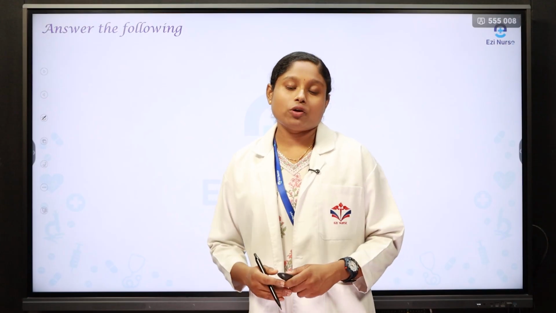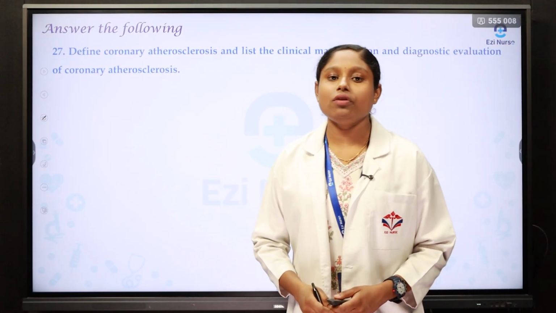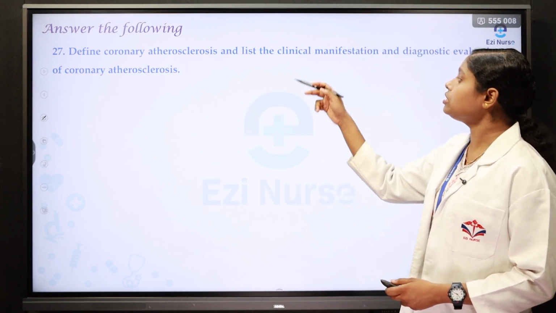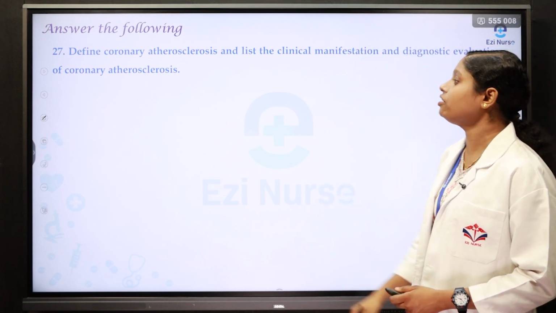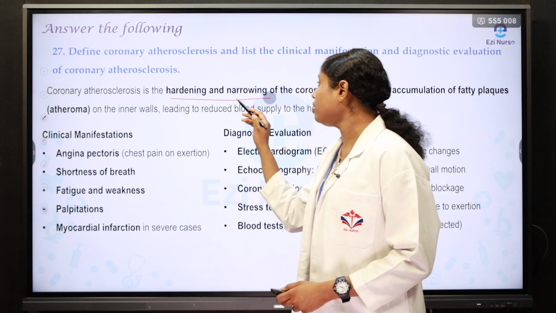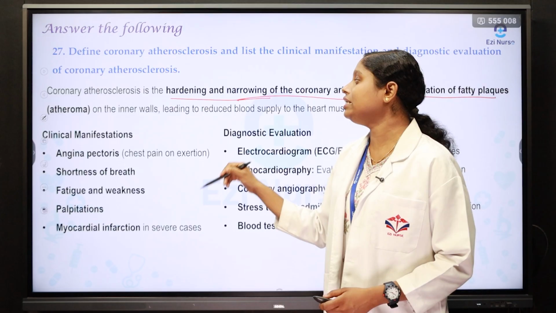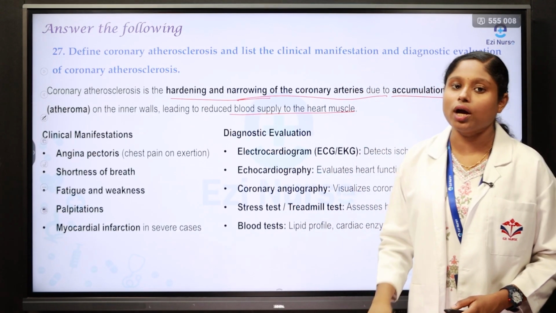So the last category of questions we will discuss is answer the following questions. So here 27th question will be define coronary atherosclerosis, list the clinical manifestation and diagnostic evaluation of coronary atherosclerosis. So it's a hardening and narrowing of the coronary artery due to accumulation of fatty deposits on the inner walls leading to reduced blood supply to the heart muscle.